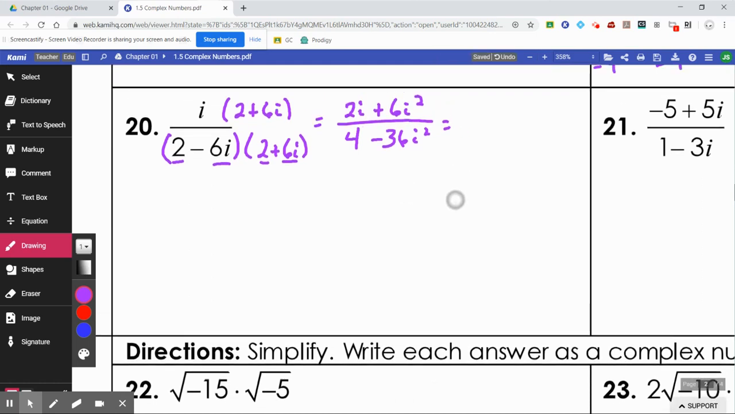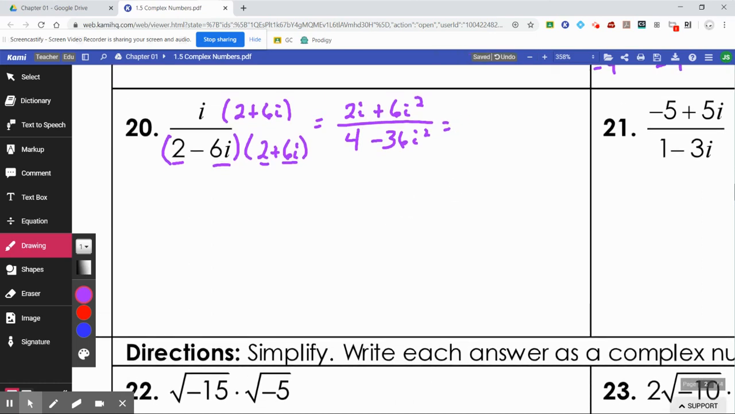So on top, we now have 2i plus 6 times negative 1. And I'm going to write, just for the sake of having it first, 6 times negative 1 will be a negative 6, and then plus the 2i. On bottom, negative 36 times i squared, that's negative 36 times negative 1, which would be a positive 36. So on bottom, you have 4 plus 36, which is 40.